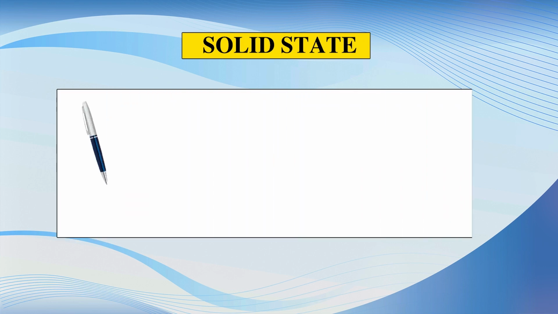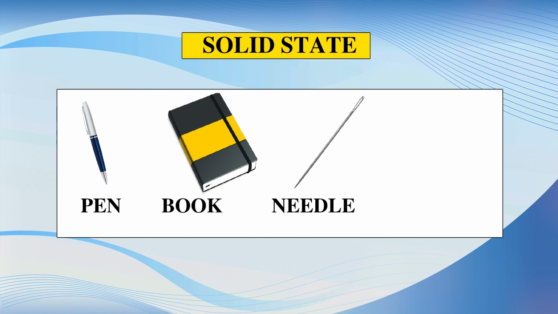The solid state. To understand the properties of the solid state, let us do a small activity. Collect the following articles: a pen, a book, a needle and a piece of wooden stick. Sketch the shape of the above articles in your notebook by moving a pencil around them.